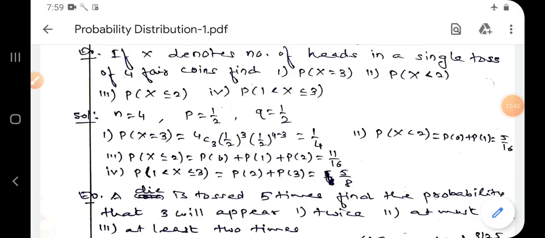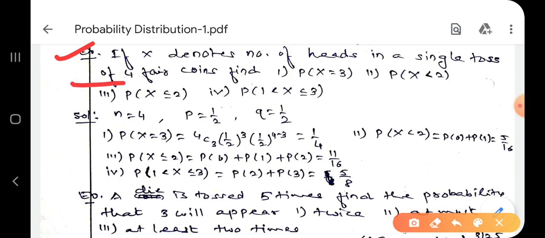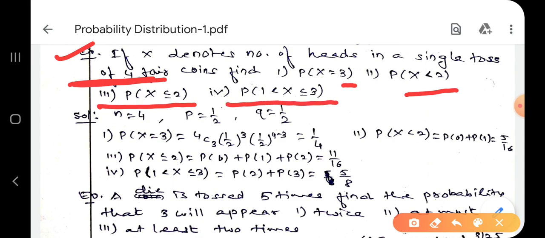Now let us turn towards the next. Here the next question is, let x denote the number of heads in a single toss of 4 coins. Find first, P of x equal to 3. Second, P of x less than 2. Third, P of x less than or equal to 2. And fourth, P of 1 less than x less than or equal to 3.